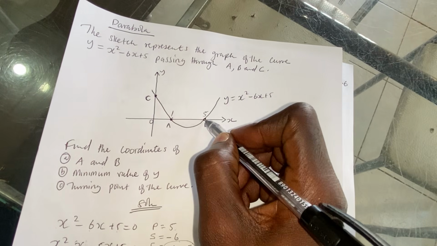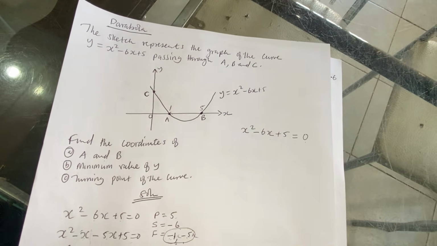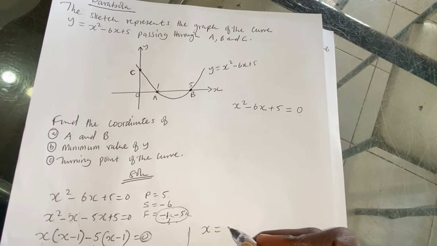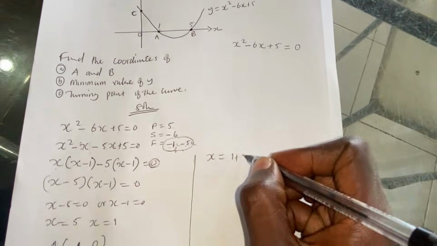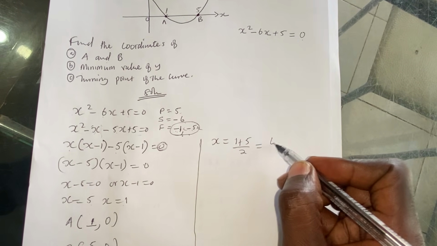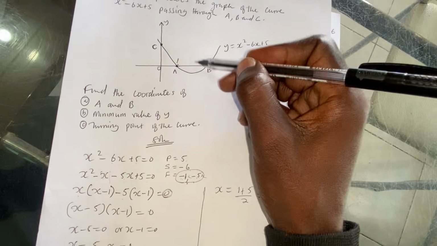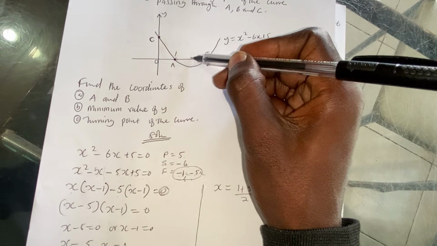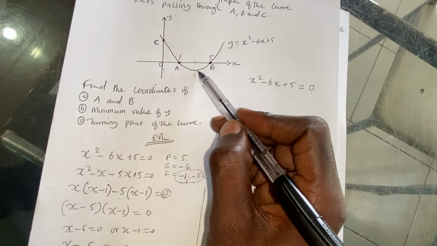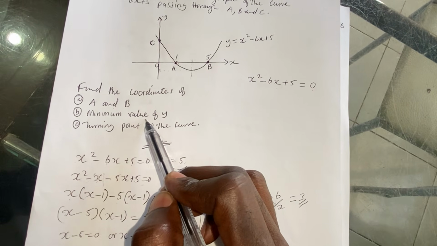So how do you find the middle number? Just add the 2, then divide by 2. So meaning our x will be equal to 1 plus 5, then you divide by 2, which is equal to 6 over 2, which is equal to 3. So meaning at this point where x is equal to 3, what will be the value of y? That value of y, that's what we call the minimum value.